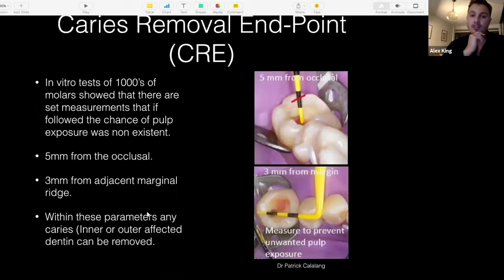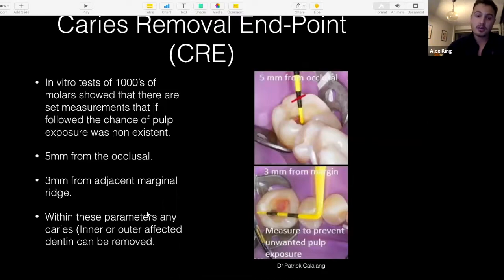How the caries removal endpoint first came about was an in vitro test of thousands and thousands of molars. The measurements of these molars showed that if we were within these parameters, there was more or less zero chance of exposing the pulp. And that's exactly what we want, don't we? How many times, in dental school or as dentists, are we doing a deep cavity? I had one today and I thought, bloody hell, I'm deep here, but I followed these parameters and these measurements and I didn't expose.